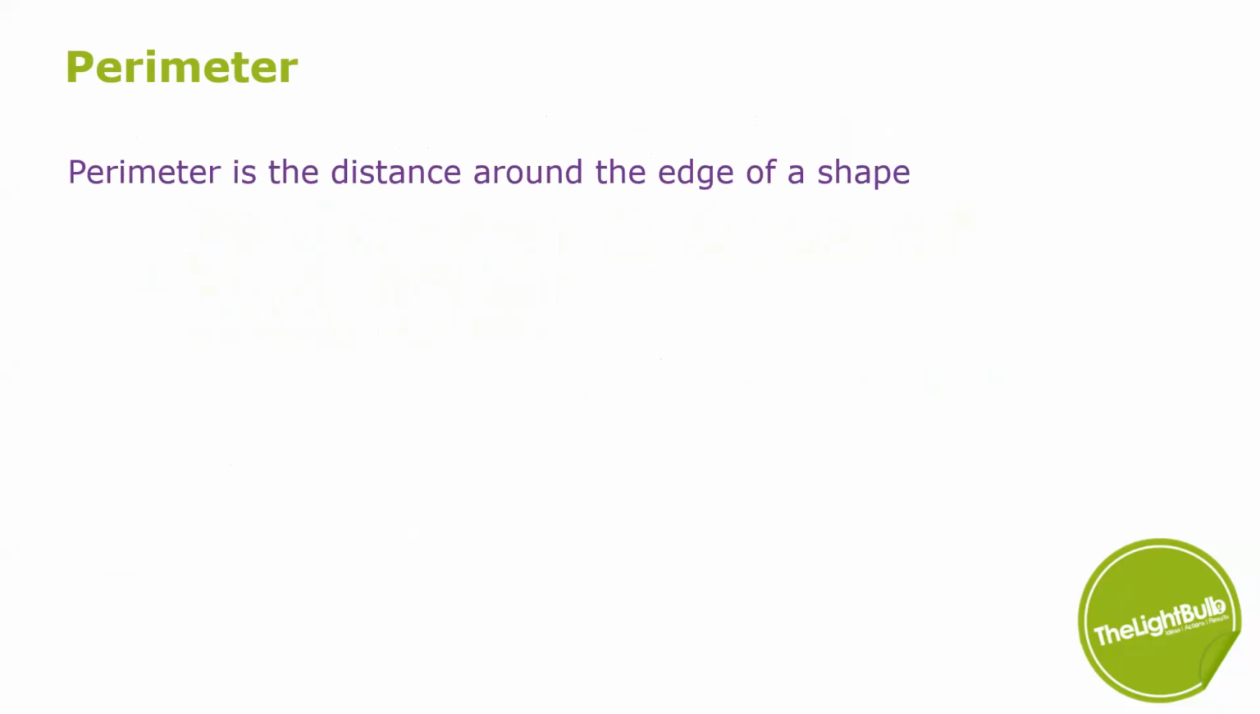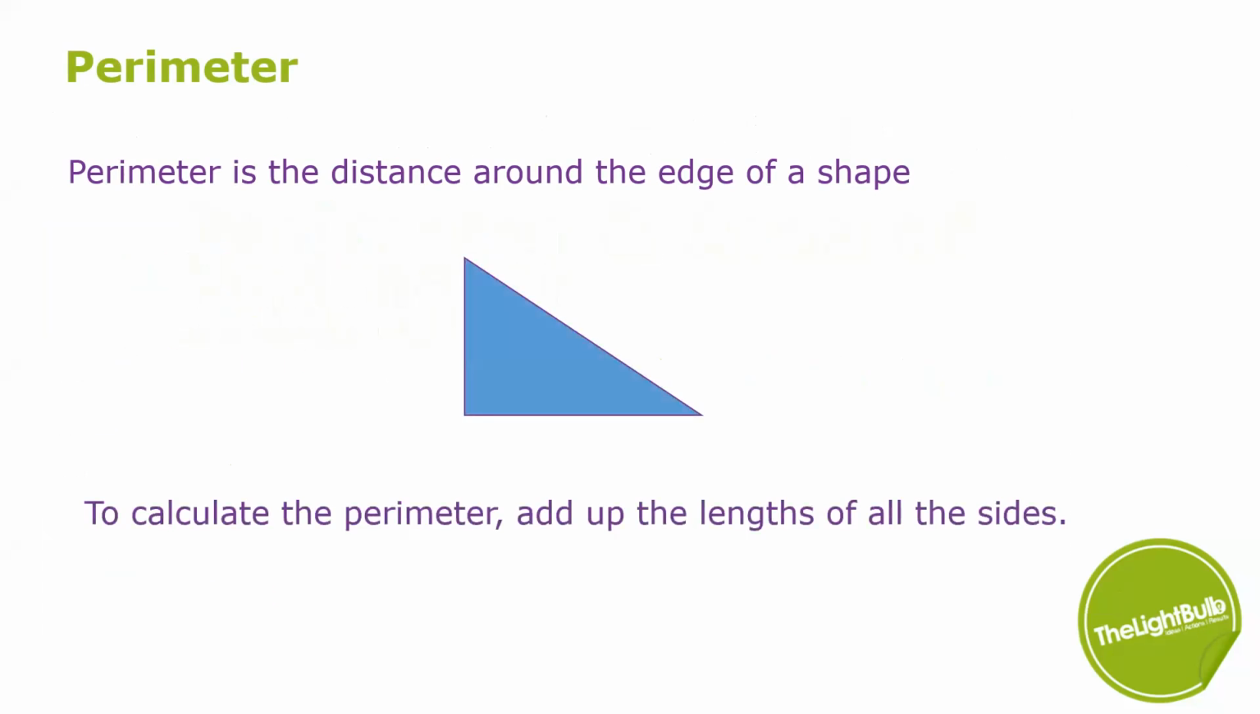So perimeter. Again, just to remind us, what is perimeter? Perimeter is the distance around the edge of a shape. So what we're doing when it comes to triangles and the perimeter, we're trying to measure the distance around the edge of the three sides. And to do that, all we do is add up each of the individual lengths.